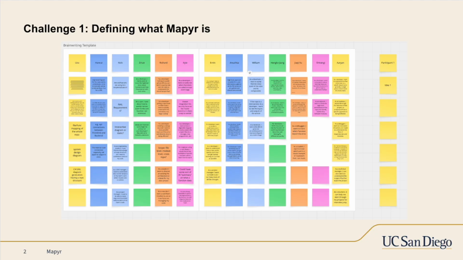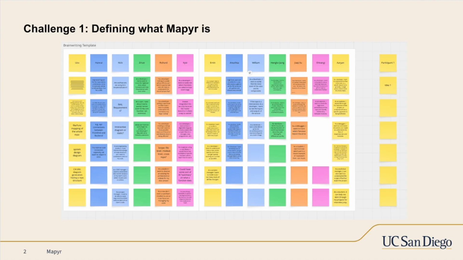All right, so the first challenge we ran into was defining what Mapper even is. Our initial requirement was very open-ended. We were supposed to map a code base. We started with a brainstorming session where we spent about 3 hours trying to define what Mapper is to each one of the teammates. As you can see, this is the board that we've built. For each one of us, we just defined what Mapper is and what features it has in 5 post-it notes.